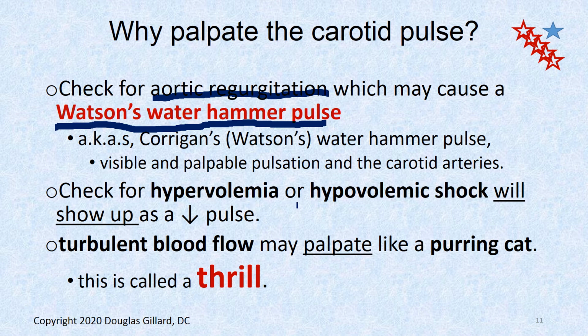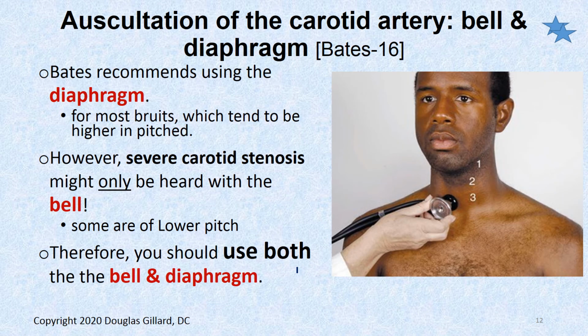You're going to check for also hypervolemia or hypovolemic shock if that pulse drops enough. Turbulent blood flow can be palpated as well. So if there's an aneurysm in the carotid artery, when I say carotid artery, that means the common carotid or the internal or the external. Carotid artery is just collectively all of those vessels. Palpatory turbulent blood flow is a thrill. Auscultated turbulent blood flow is a what? It's a bruit.